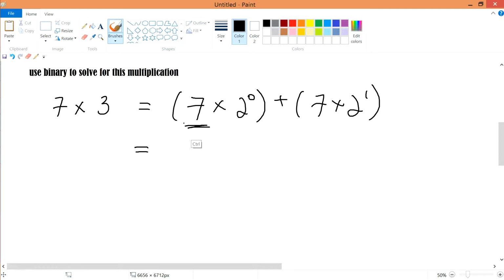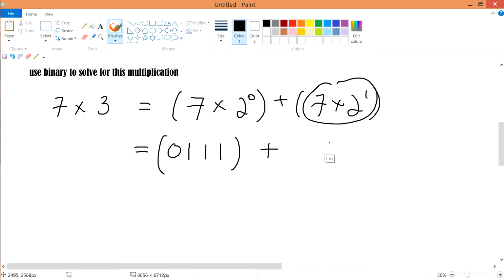So I can rewrite the 7 as 0, 1, 1, 1. This is 2 to the power of 2, 2 to the power of 1, 2 to the power of 0. So it's 4 plus 2 plus 1, which is 7. So I can write it in terms of the binary, multiplied by 2 to the power of 0. In this case, I didn't jump anything: 0, 1, 1, 1, that's all. I leave it here, plus 7 times 2 to the power of 1. So 7 is 0, 1, 1, 1.